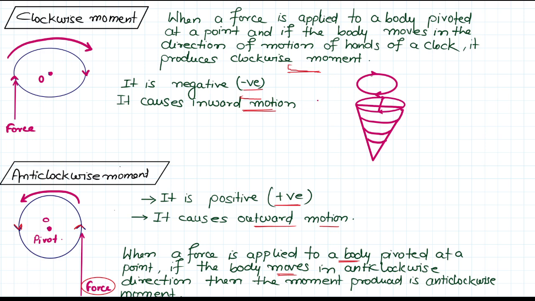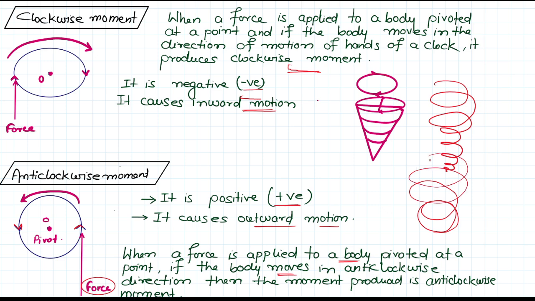So clockwise movement is going inward, and anti-clockwise movement goes in the outward direction. There are two types: clockwise movement and anti-clockwise movement. Clockwise movement is negative and anti-clockwise movement is positive. Understood?